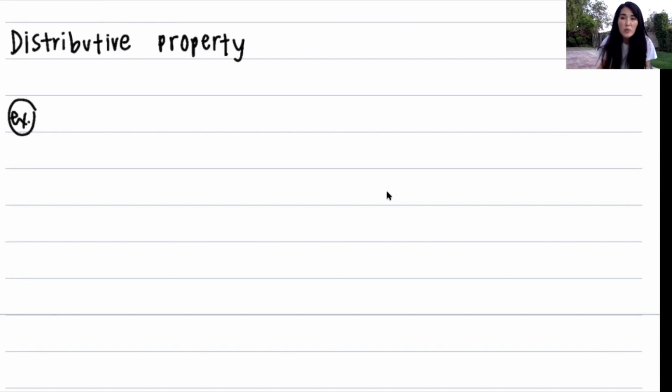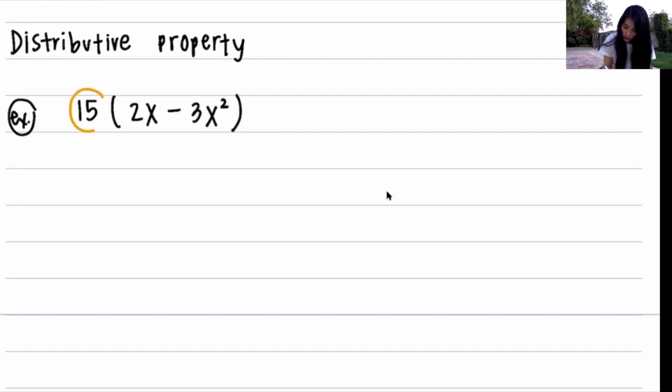All right, and what distributive property looks like is this. For example, it's when we had something like, let's do 15 and then parentheses, let's do 2x minus 3x squared. All right, distributive property is when you take that term that is in front of the parenthesis like that, and then you're going to go ahead and distribute it to both terms inside, and it is multiplying. So in this case, it would be 15 times 2, so multiplying the numbers.